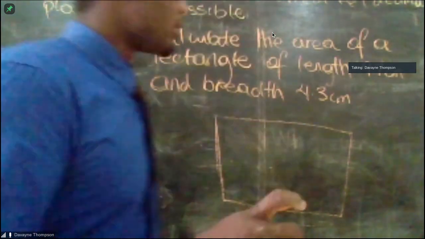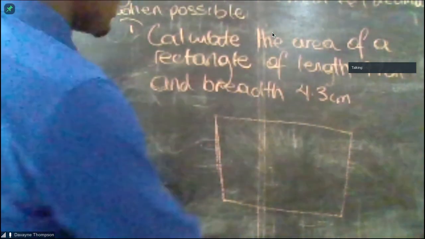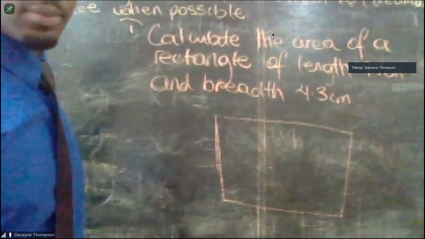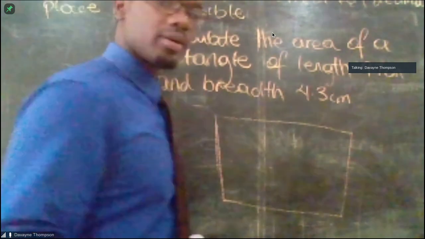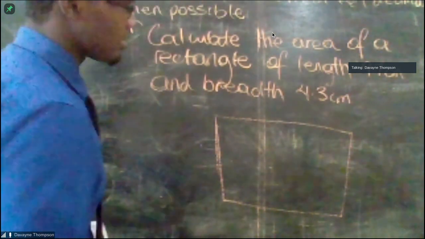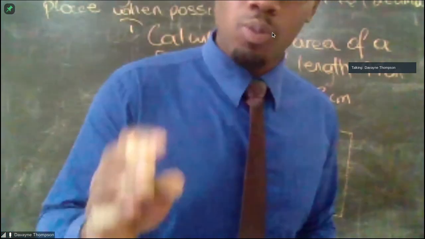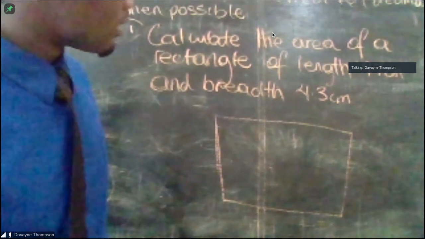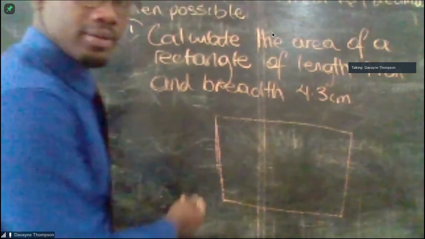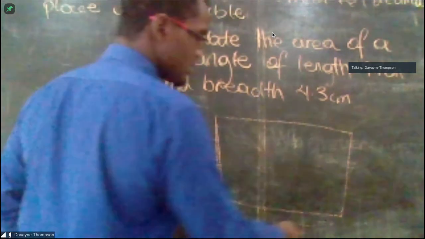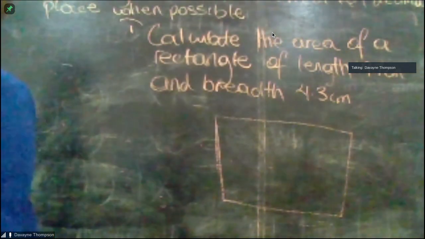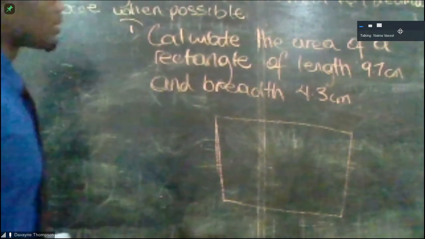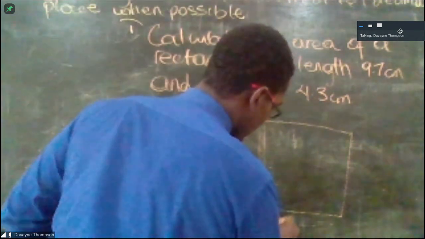Okay, Naima, would this side be the length? Are you sure? What should be the length? The longest or the shortest side on a rectangle? The longest. So is this the longest side? No, sir. Right, so this is the longest side. So therefore, let's look at the measurement. What was the measurement for the length? 9.7 cm. So we're going to put 9.7.